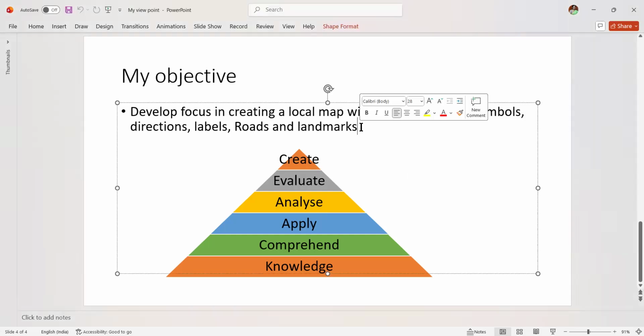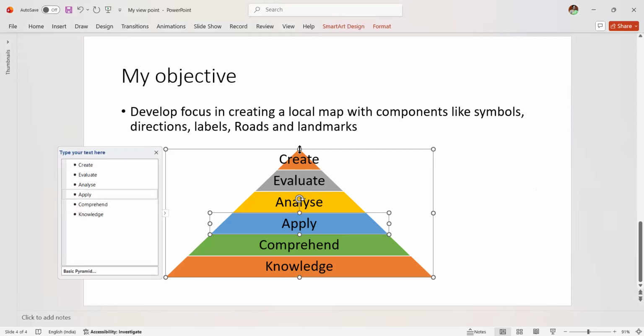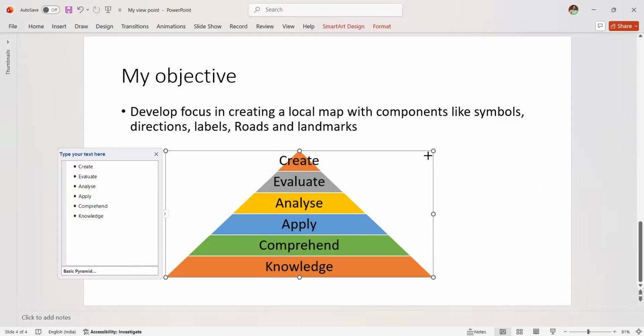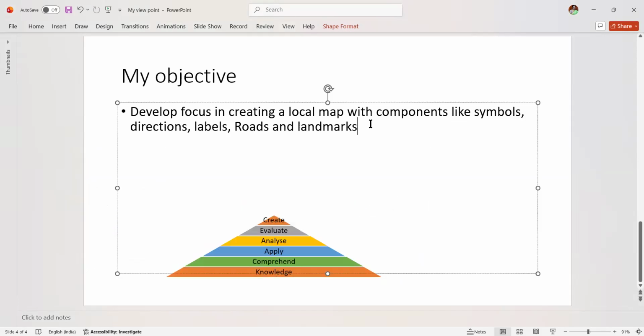So my next objective here will go as, I'm just reducing this so that we can have space. The next objective here will come as analyze and extend the mapping of Earth. How do you do that? Using coordinates.